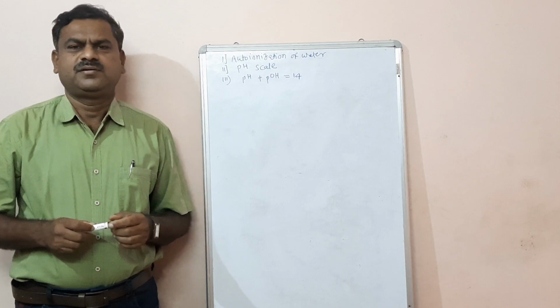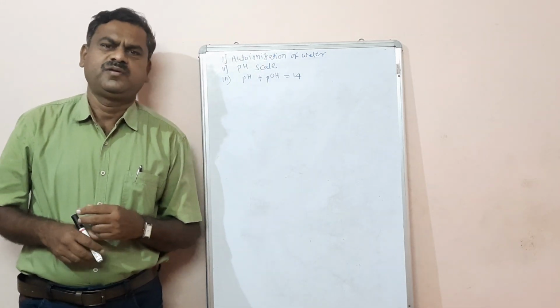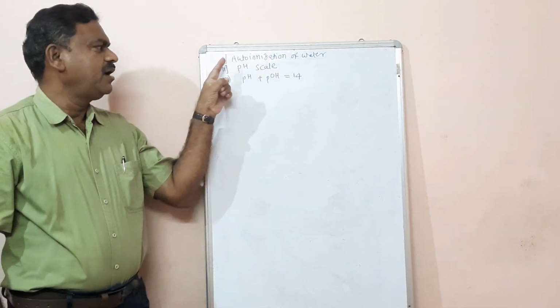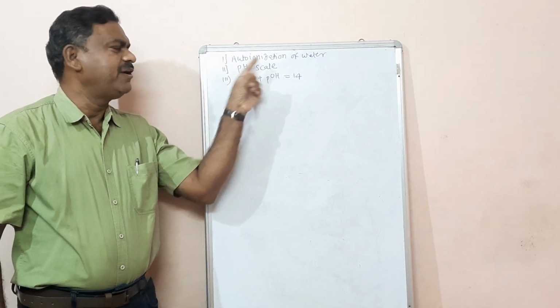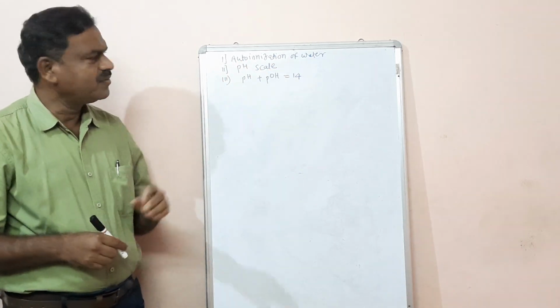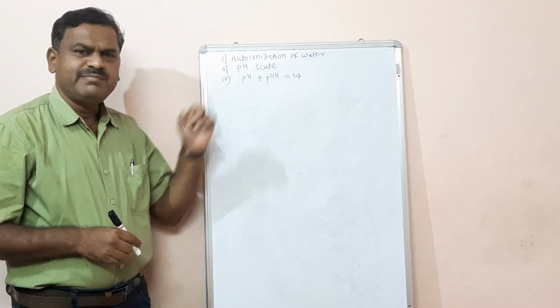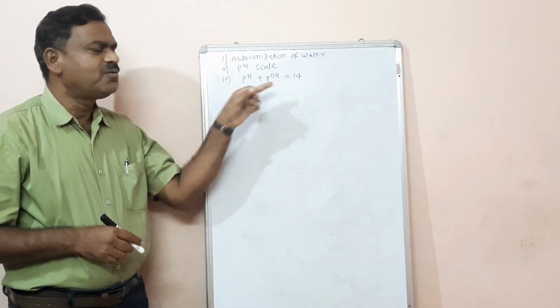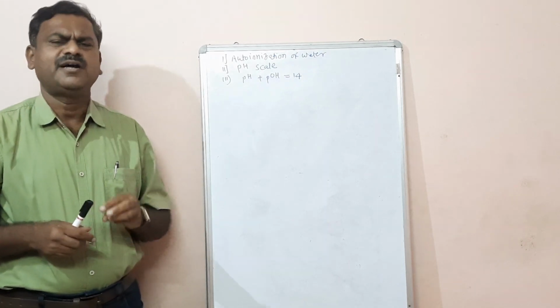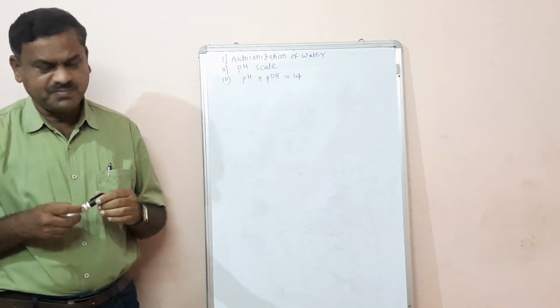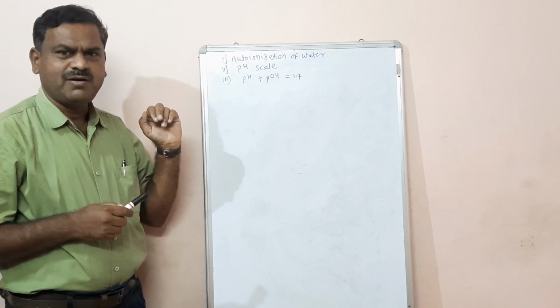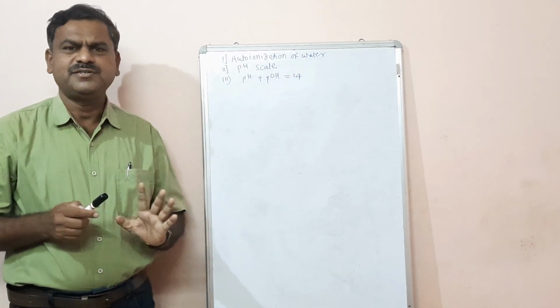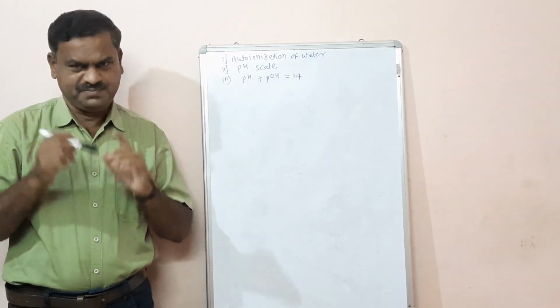Hello student, today we'll see the ionization of water, the pH scale, and pH plus pOH equal to 14. These are the 3 points: ionization of water, pH scale and pH plus pOH equal to 14.